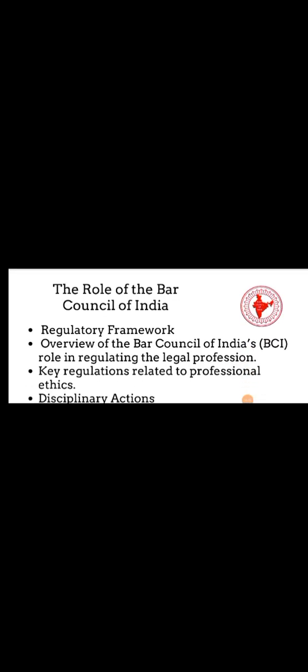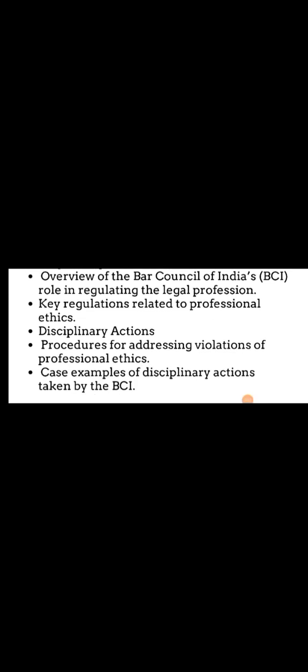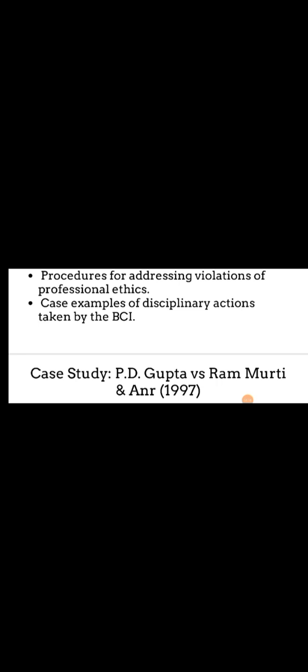We are going to go through the role of the Bar Council of India, that is BCI. It's a regulatory framework: an overview of the Bar Council of India's role in regulating the legal profession, the key regulations relating to professional ethics, disciplinary actions, procedures for addressing violations, and case examples of disciplinary actions taken by the Bar Council of India. In another case law, D.P. Gupta versus Ram Murthy and others, 1997, the fact was that an advocate was disbarred for tampering with court documents. The Supreme Court ruled in favor of strict action to preserve the sanctity of the legal profession, highlighting the gravity of ethical violations and the judiciary's role in enforcing standards.